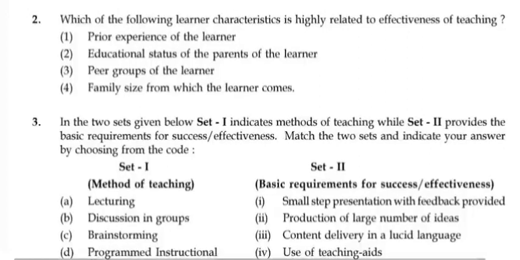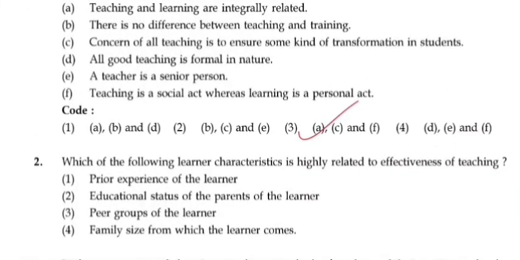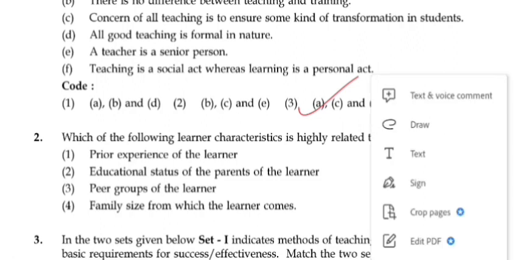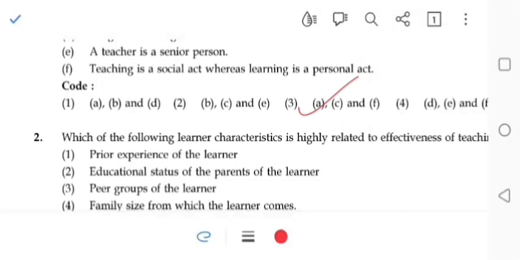Finished? Moving on to the next question, it says, which of the following learner characteristics is highly related to effectiveness of teaching? Prior experience of the learner, educational status of the parents of the learner, peer group of the learner, family size from which the learner comes. So this is the question. The correct answer will be prior experience of the learner. This is the characteristic that is highly related to the effectiveness of teaching.